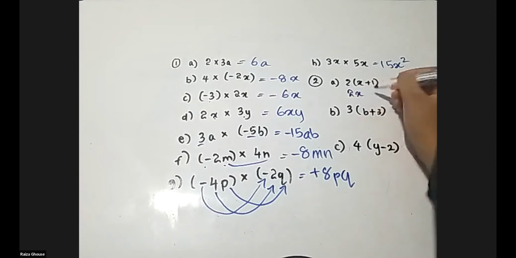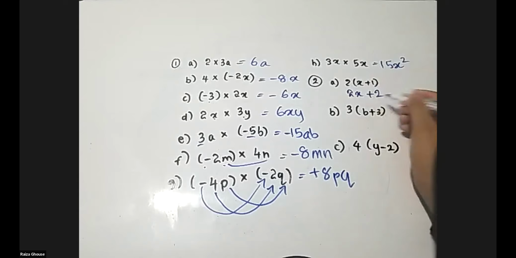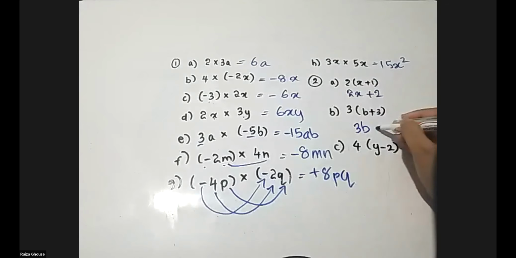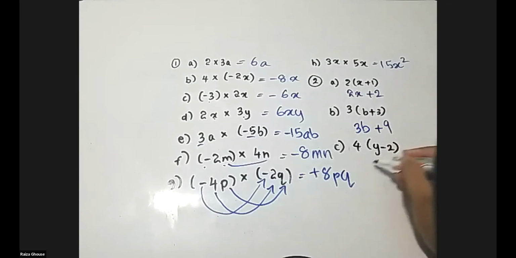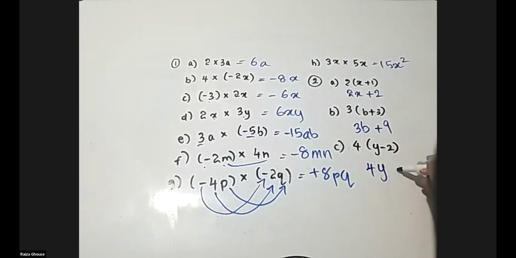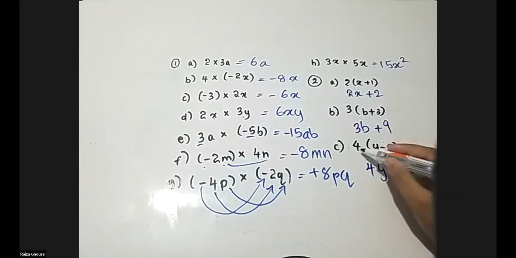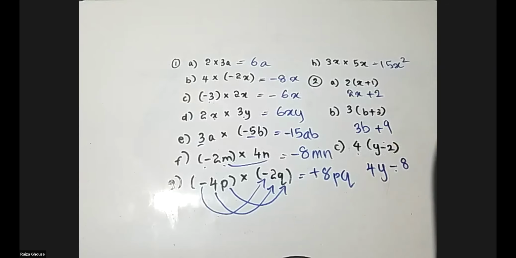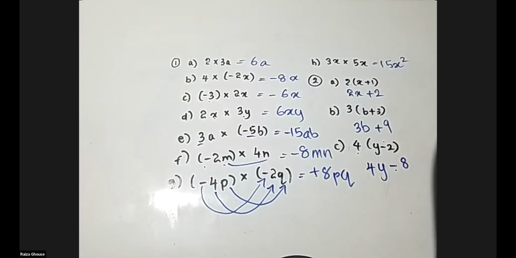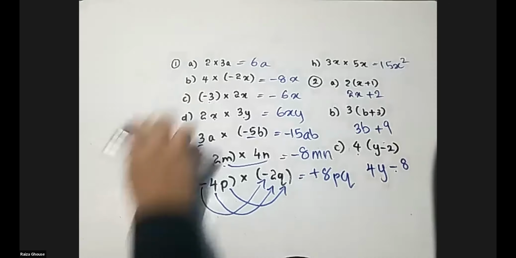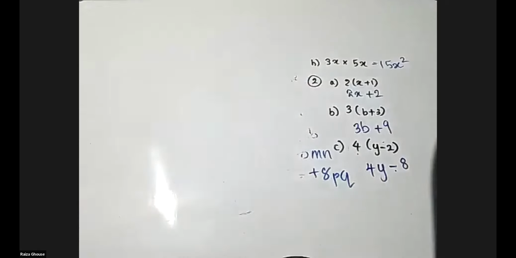2 into x is 2x and 2 into 1 is 2. That's all. 3 into b is 3b and 3 into 3 is 9. That's all. 4 into y is 4y and 4 into negative 2 is negative 8. Why is it? Plus into minus is minus, right? Up to C part, done. I'm clearing the board.